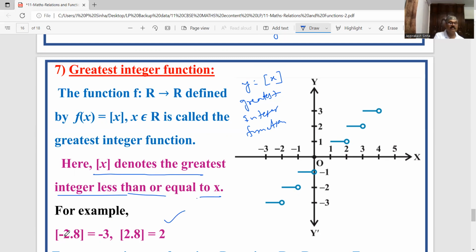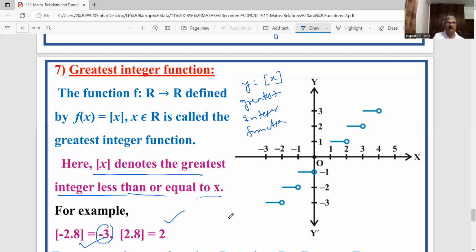And here also, if the number is minus 2.8, again you have to take the integer less than this. Minus 3 is less than minus 2.8. So minus 3. You have to take the greatest integer, meaning whatever number is written in the bracket, you take the lesser integer. Here for 2.8, the answer will not be 3, it will be 2. For minus 2.8, it will not be minus 2, it will be minus 3, because minus 3 is less than minus 2.8. Correct? So in this way we have defined the greatest integer function.